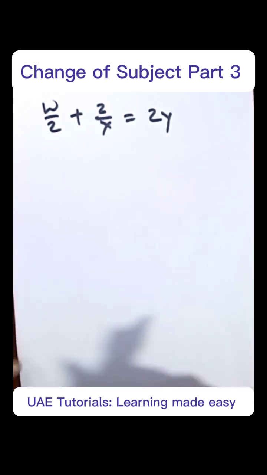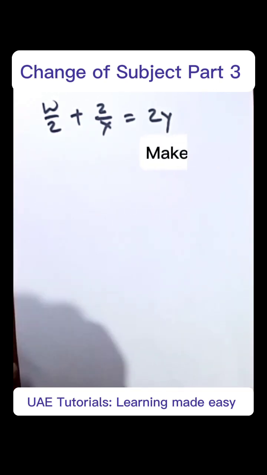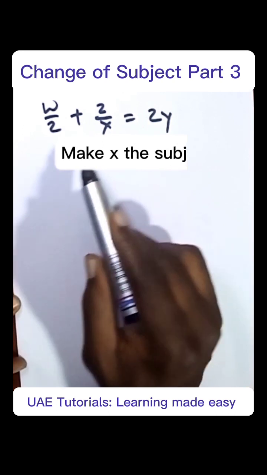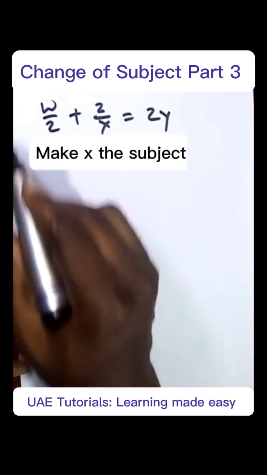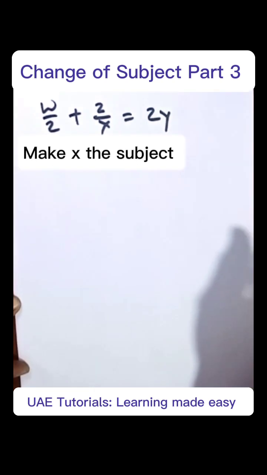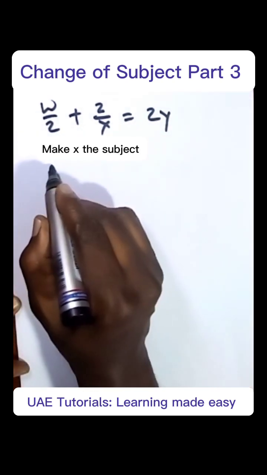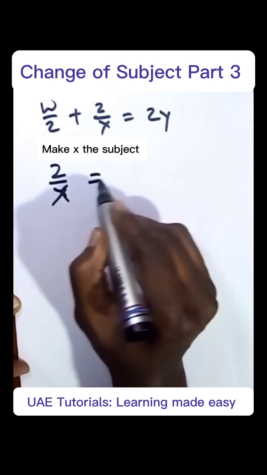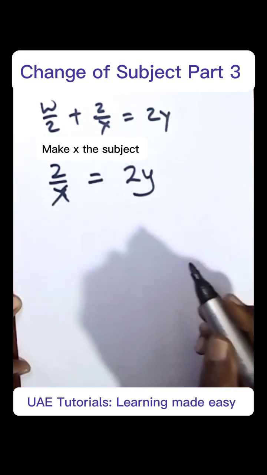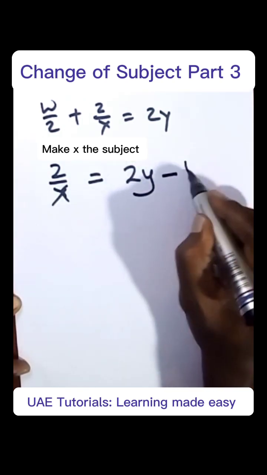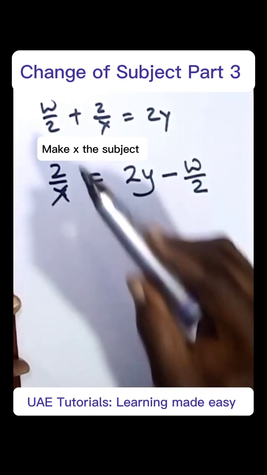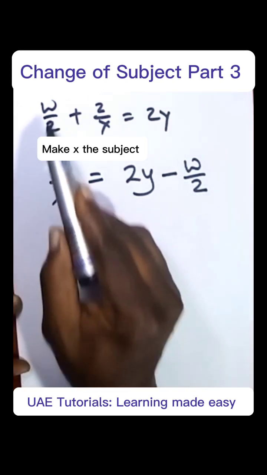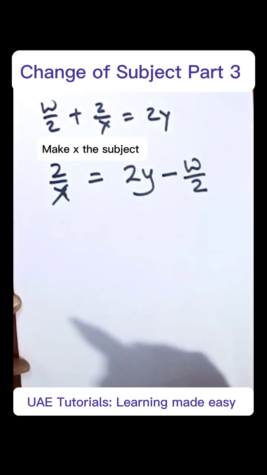Now I want to make x the subject of the formula, and all I need to do is to move this expression that is attached to the x expression to the other side of the equation. So I'm going to move w over 2 to the other side. So I'll simply have 2 over x equals 2y minus w over 2. Yes, when you move anything across the equality sign, the sign changes. So instead of plus w over 2, I now have minus w over 2.